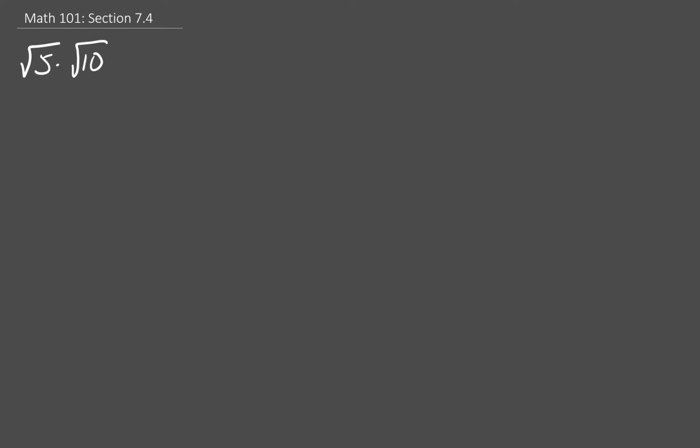Well, if I think of these as exponents, this is 5 to the 1/2 times 10 to the 1/2, and what that means is this is really 5 times 10 to the 1/2, because of our exponent rules. If I'm taking both of these things to the 1/2 and they're multiplied together, I could have taken their product and then taken it to the 1/2. So this is 50 to the 1/2, but that's not as simple as we could get.